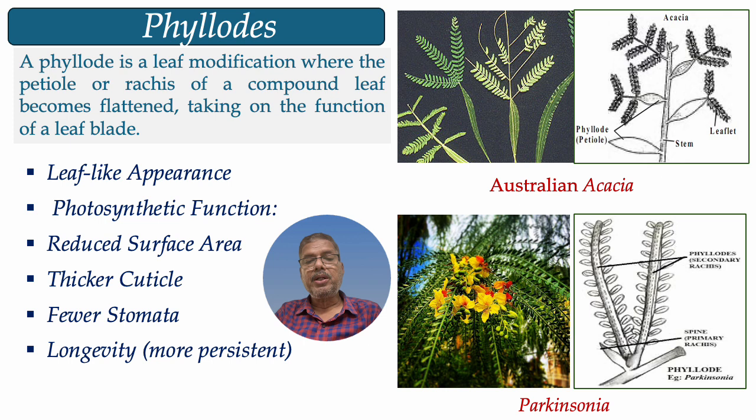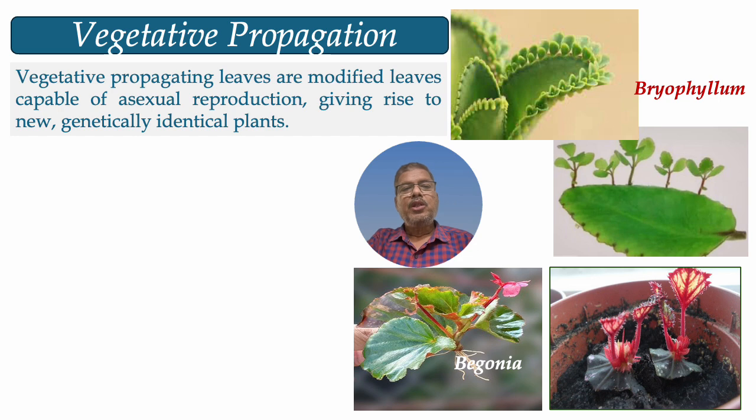Acacia phyllodes come in a wide range of shapes, from very narrow and needle-like to broad and ovate, mimicking the diversity of the true leaf forms. Some angiosperms also exhibit asexual or vegetative reproduction through modified leaves. In these cases, the leaves themselves can give rise to new genetically identical plants. This is a form of vegetative propagation.